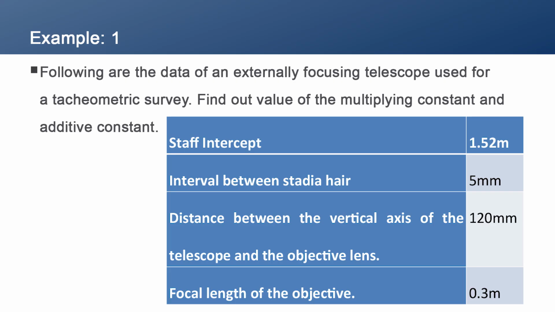Now, let us look into some example problems. The first example here is: following are the data of an externally focusing telescope used for a tacheometric survey. Find out the value of the multiplying constant and the additive constant. The staff intercept is 1.52 meter, the interval between stadia is 5 millimeter, the distance between the vertical axis of the telescope and the object is 120 millimeter, and the focal length of the object is 0.3 meter.